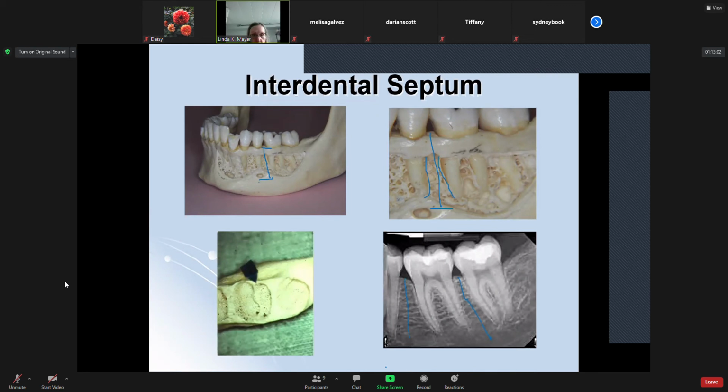And then if we look from a superior view, this is the alveolar crest of the interdental septum. This is kind of faded, but this would be the crestal part of the interdental septum. So we're just looking at this right here from a superior view. And you can see it separates these tooth sockets, this tooth socket here from this one from this one. It's bone in between adjacent teeth.